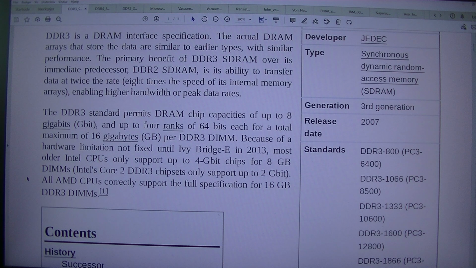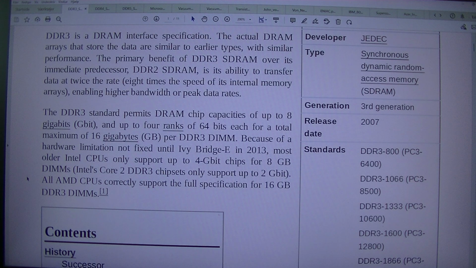Because of a hardware limitation not fixed until Ivy Bridge in 2013, Intel CPUs only support up to 4-gigabit chips for 8GB DIMMs. Intel's Core 2 DDR3 chipsets only support up to 2-gigabit. All AMD CPUs correctly support the full specification for 16GB DDR3 DIMMs.